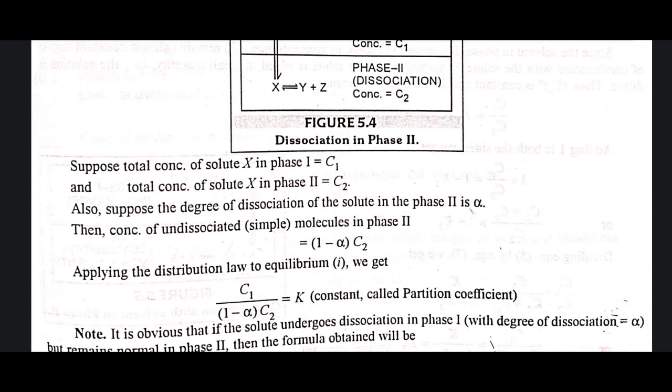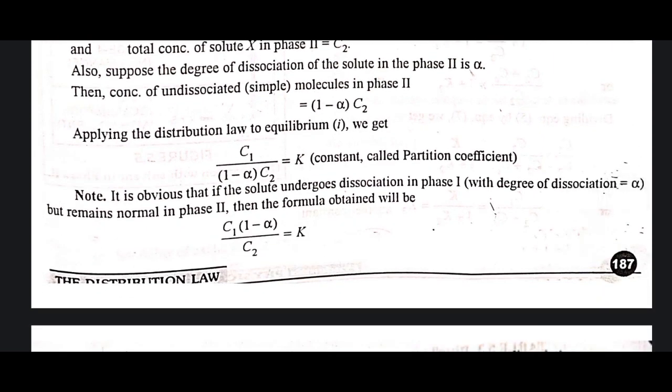Then concentration of undissociated simple molecules in phase 2 is equal to (1 minus alpha) C2. Applying the distribution law to equilibrium 1, we get C1 upon (1 minus alpha) C2 is equal to K, which is a constant called partition coefficient.